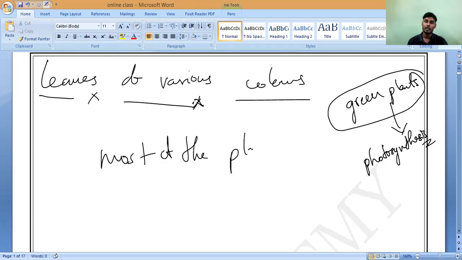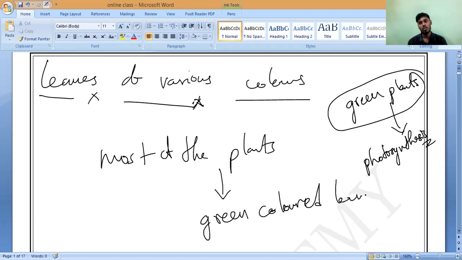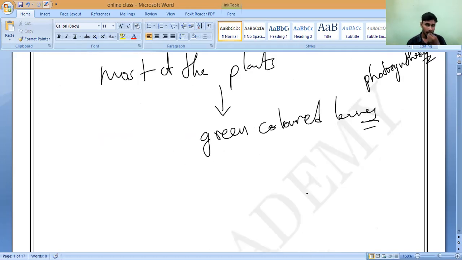Most of the plants have green color. Correct or not, Hari? Green colored leaves. Yes, sir. Some plants have leaves of other colors, mainly red color, violet color, brown, yellow, purple. What are the other colors?